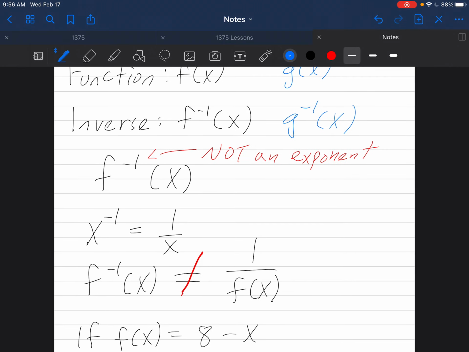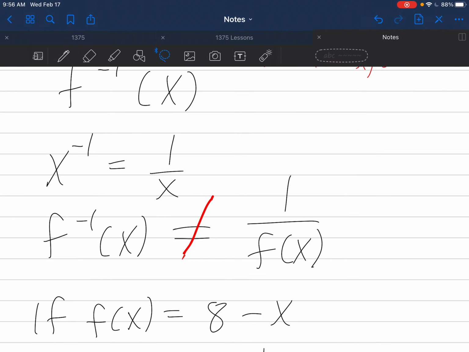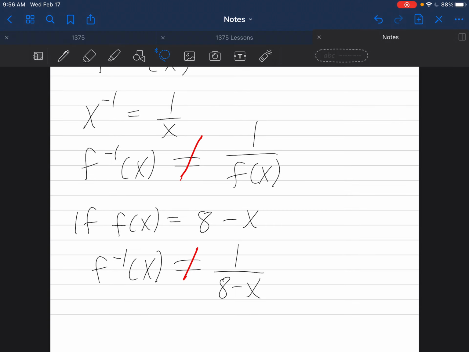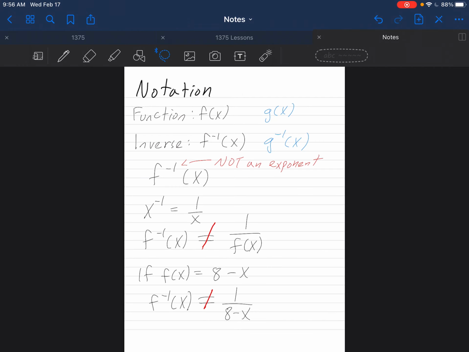And in addition to that, this rule of algebra, which means you move the base value down to the bottom or top, depending on where it started, is not true for inverses, right? So once again, this is not an exponent, which means f negative 1 of x written this way is actually not equal to 1 over f of x. Right? If your function is 8 minus x, the inverse is not going to be 1 over 8 minus x. That is not the same, okay?